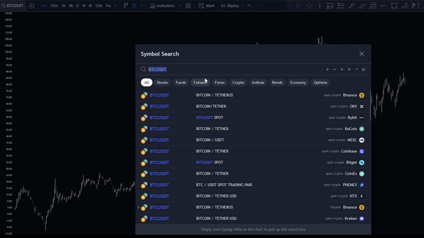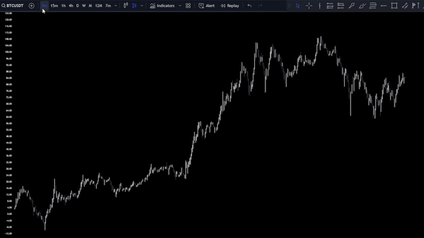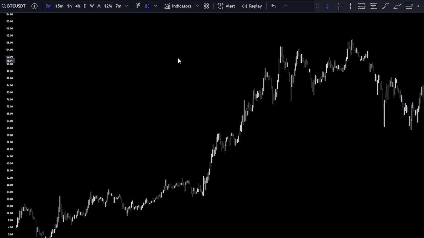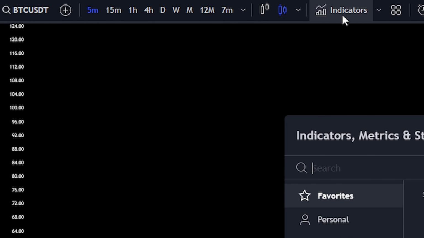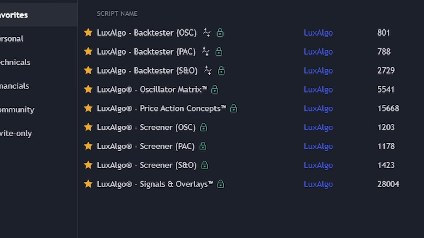Alright, as an example, we will use the Bitcoin price chart on a 5-minute time frame. The strategy includes 3 indicators. In order to add them, we want to click on the Indicators tab and first search for LuxAlgo Signals and Overlays Premium.